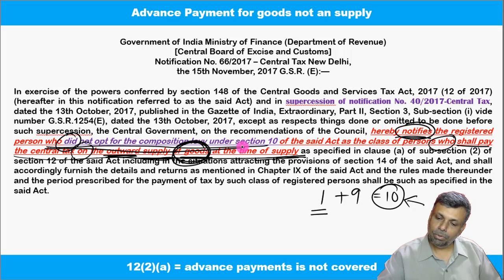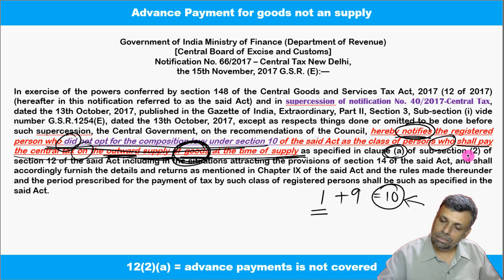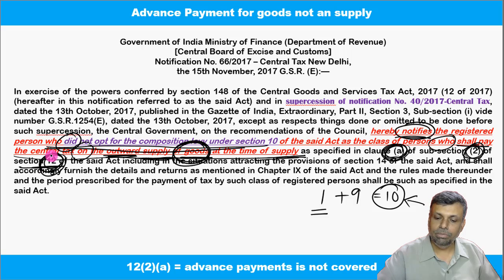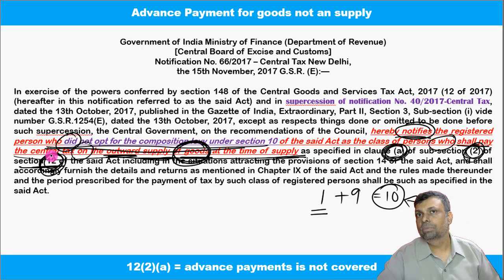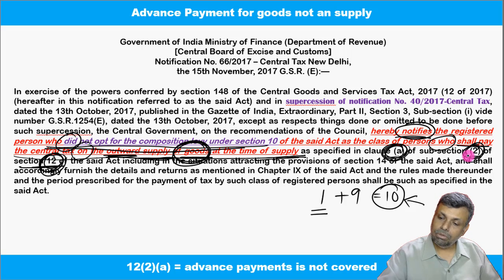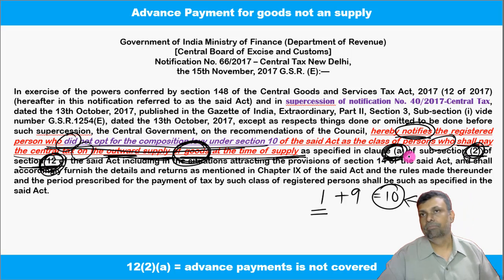Secondly, friends, this particular provision will be applicable only when there is a supply which is referred to under section 12(2)(a). Okay, only for these types of transactions it will be regarded as a beneficial point from this particular notification point of view. In fact, under section 12, friends, there are some other types of transactions also. So this notification, that advance payment will not be regarded as a supply, is applicable only for those transactions which are covered by section 12(2)(a). Okay, and for other clauses, this notification will not apply.